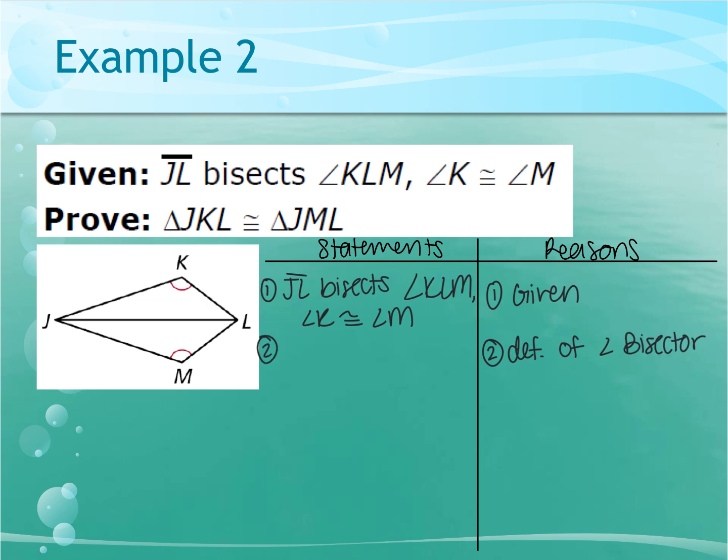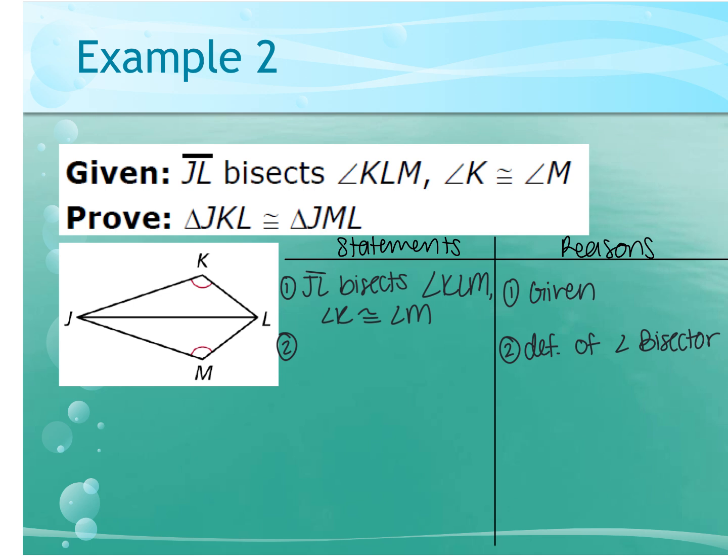Who could tell me how would I write my angles if they're being bisected? There's a specific way on how to write the angles. So JL is cutting this angle in half. How would I write that those angles are now going to be congruent? Which angles would be congruent? Does anybody know? How would I write it?